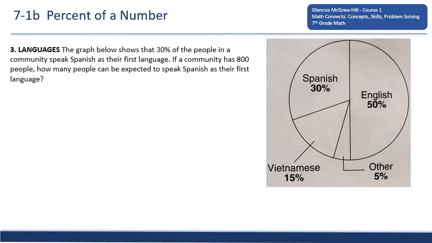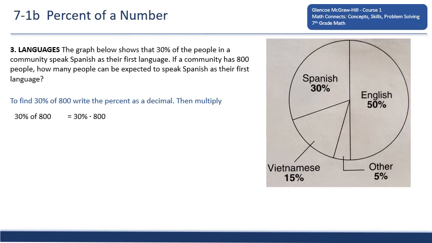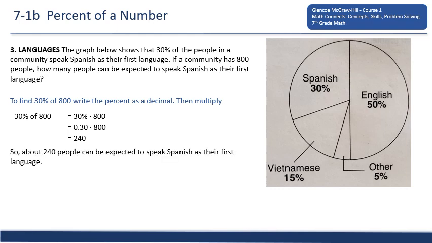Number 3, languages. The graph shows that 30% of the people in a community speak Spanish as their first language. If a community has 800 people, how many people can be expected to speak Spanish as their first language? To find 30% of 800, write the percent as a decimal, then multiply. So we have 30% of 800. We're going to write it as 30% times 800, which equals 0.30 times 800, which equals 240. So about 240 people can be expected to speak Spanish as their first language.